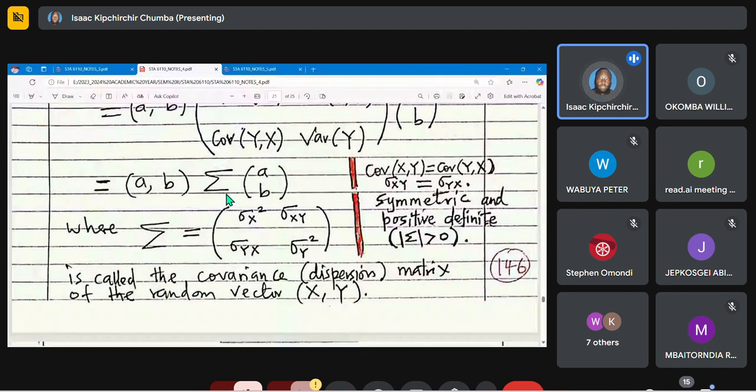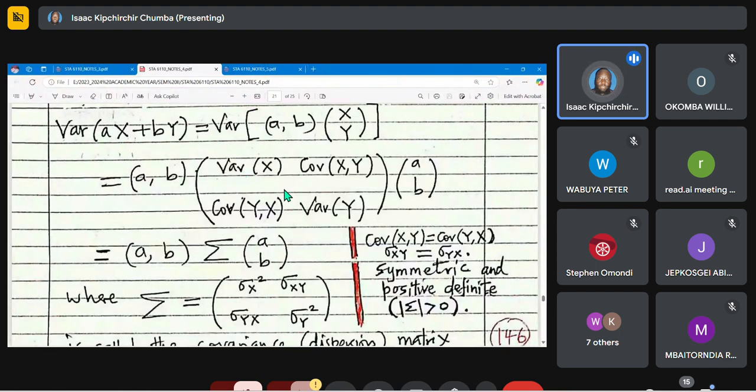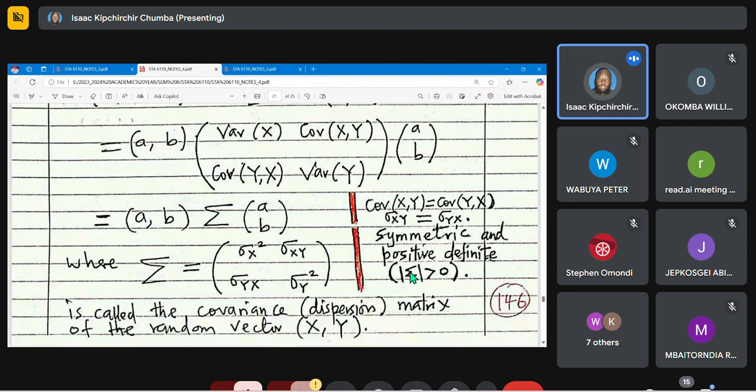If you see my notation, whatever you have here is the variance of x, this is the variance of y. This is sigma x squared, sigma y squared. Here is sigma xy, the covariance, and this is sigma yx. But you see, cov xy is cov yx, so sigma xy is sigma yx. So it's symmetric. You say this matrix is symmetric.